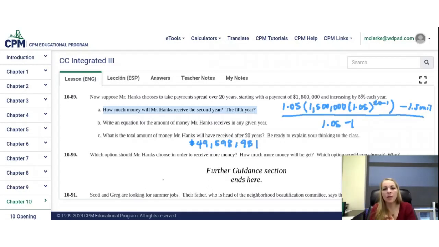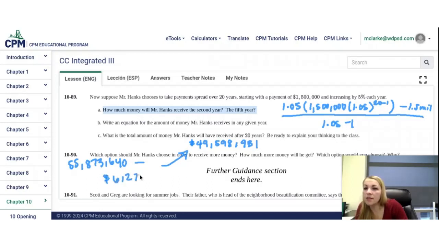Okay. So which one's going to get him more money? The lump sum and invest. And the goal of this problem was to figure out by how much more. So we're going to take that first answer that we got, I'm just pulling this from my previous page, $55,873,640, and we're going to subtract this number right here. In doing so, this is how much more money he would make, just like $6 million more. So in the grand scheme of things, not that big, right? This is the difference between those two things.